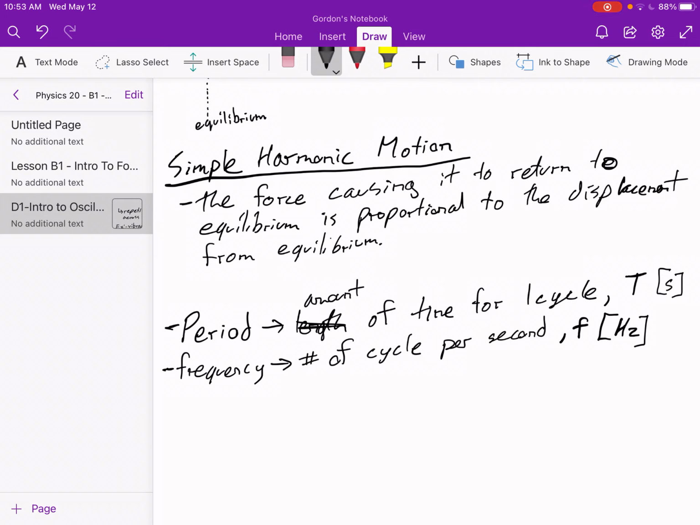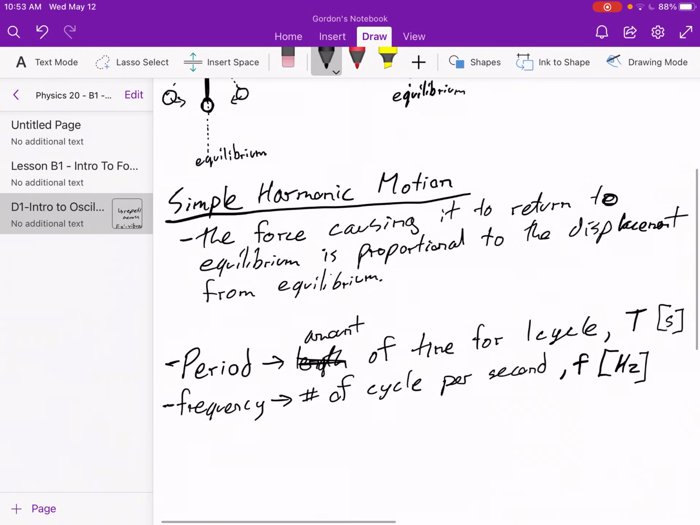We're going to be looking at period and frequency pretty much all the time in this unit. So we're going to have to get comfortable using these, and moving back and forth between frequency and period. And remember, they are just inverses of each other.